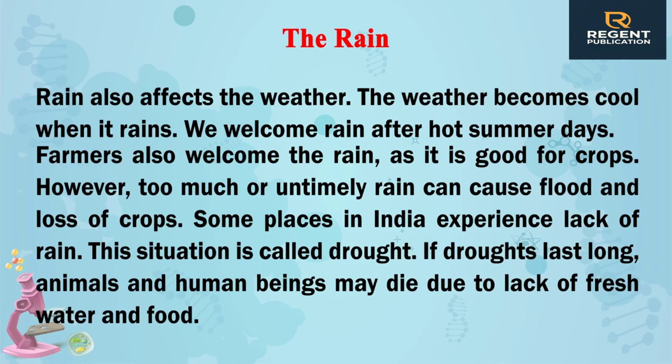Some places in India experience lack of rain. The situation is called drought. If droughts last long, animals and human beings may die due to lack of fresh water and food.